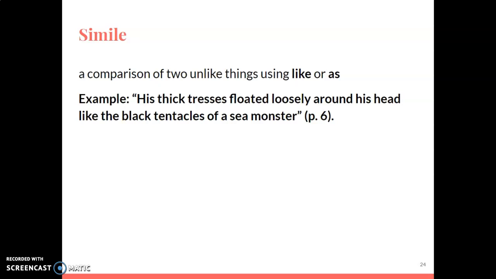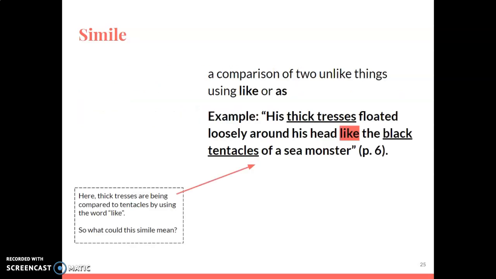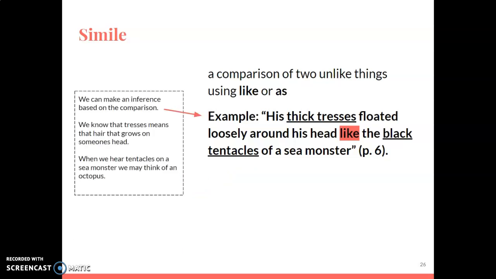And so when you look at this sentence, you don't just want to say, oh, I found the simile, here's like. You want to dive a little bit deeper so that you can understand the meaning and why the author chose to use this simile. So here, thick tresses are being compared to tentacles by using the word like. You have to think to yourself, well, what could this simile mean? Now, we can make an inference based on this comparison.